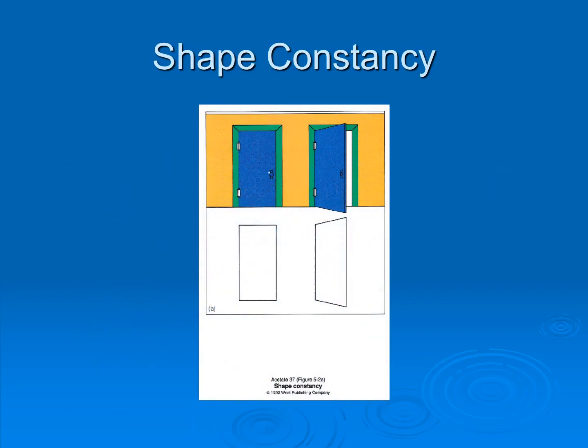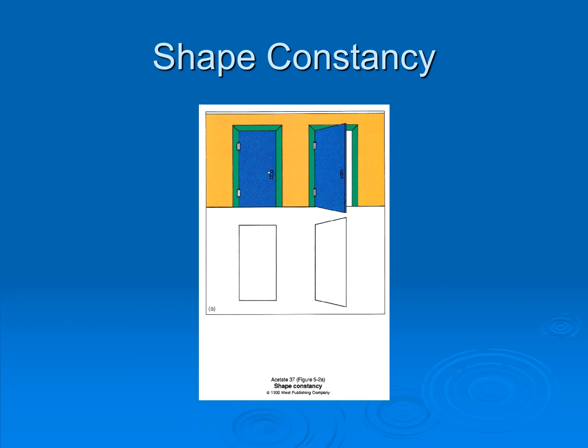Here's an example of shape constancy. If you were to be able to look at your retina and just look at the cells responding to the lower images, you'd see a rectangle and a trapezoid. But because we can perceive shape constancy, we still see it as a door. One's a closed door and one's an open door. So we add meaning to it. That's what shape constancy is about.